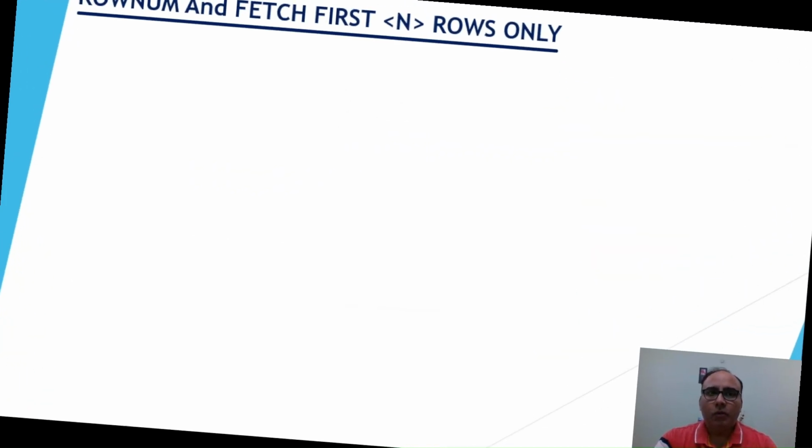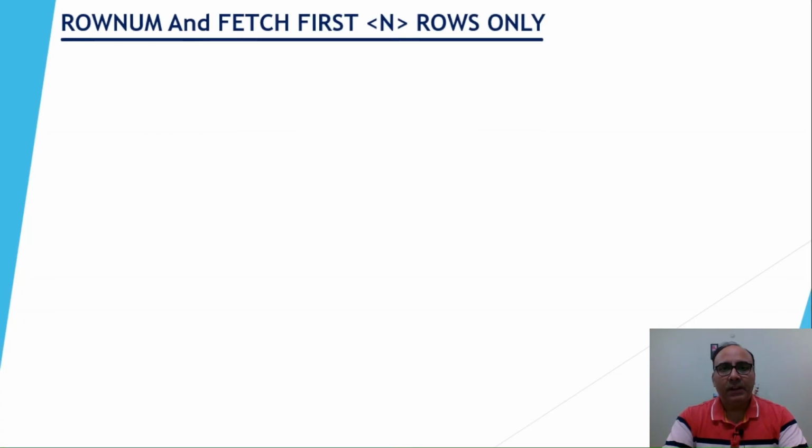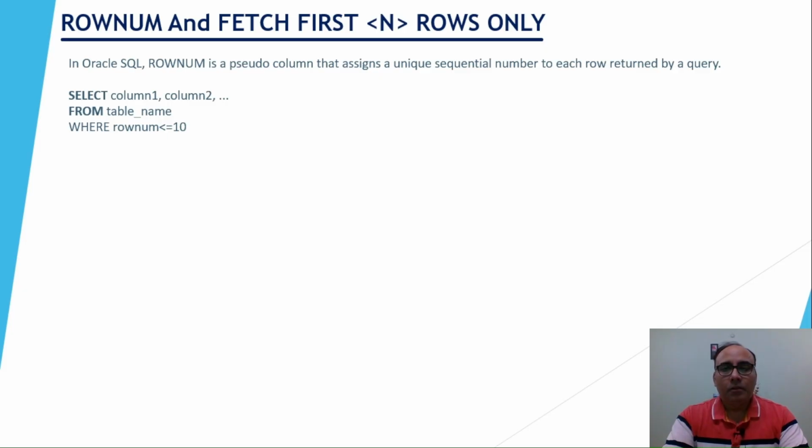So let's talk about ROWNUM and fetch first n rows only. In Oracle, ROWNUM is basically a pseudo column that assigns a unique sequential number to each and every row returned by a query. The syntax of ROWNUM is: select column 1, column 2 from table name where ROWNUM less than or equal to 10.